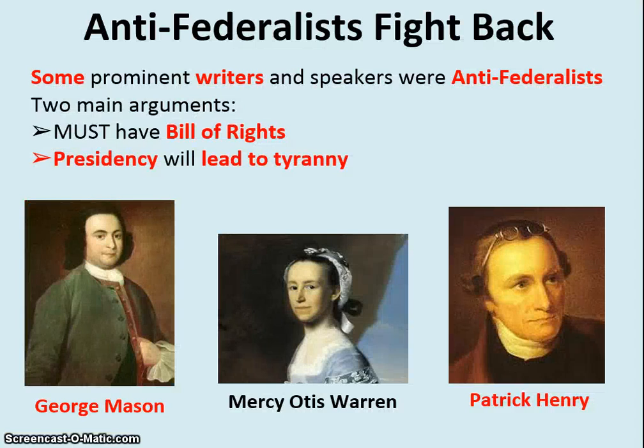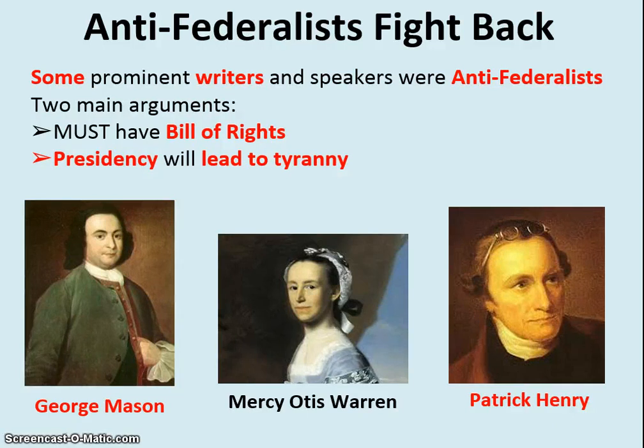However, there were a group of people who were Anti-Federalists, and some prominent writers and Anti-Federalists included George Mason of Virginia. George Mason was actually George Washington's neighbor in Virginia. Mercy Otis Warren, we discussed her before, and Patrick Henry. Remember, he's the one who said that he smelled a rat and did not want to attend the convention because he just didn't trust what was going on.